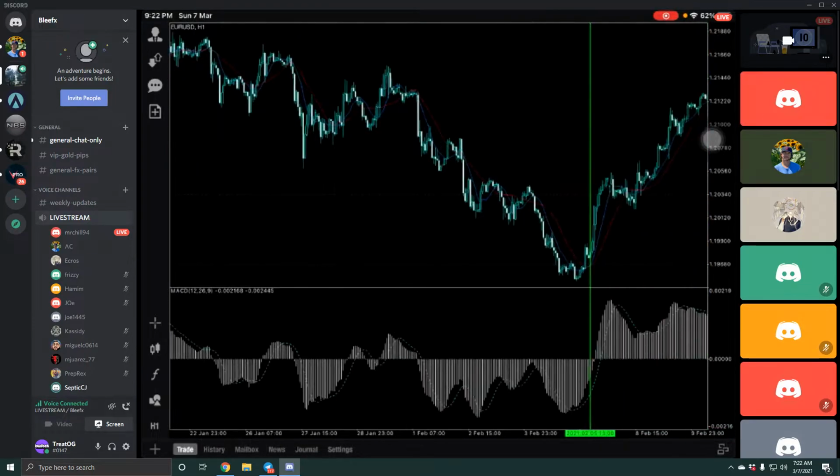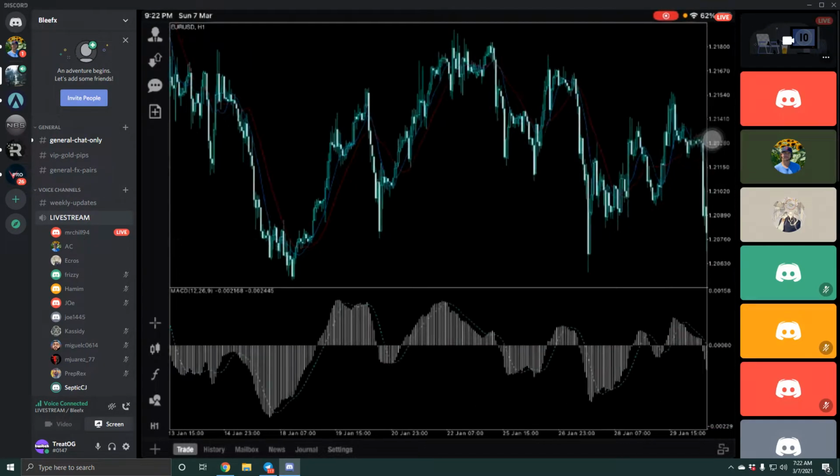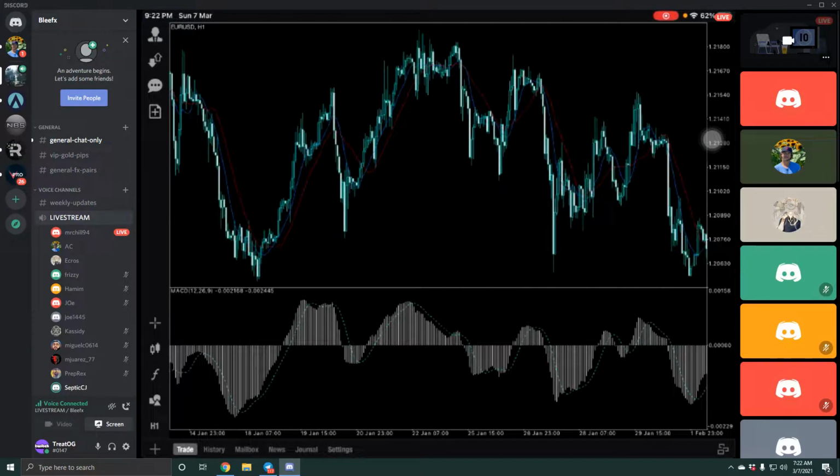Exactly. You could easily catch 150 pips on that one because you put your take profit above the previous high and put stop loss below the low. That'd be killer. Do you enter on the close of the candle?